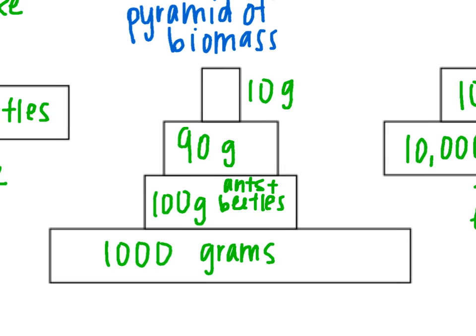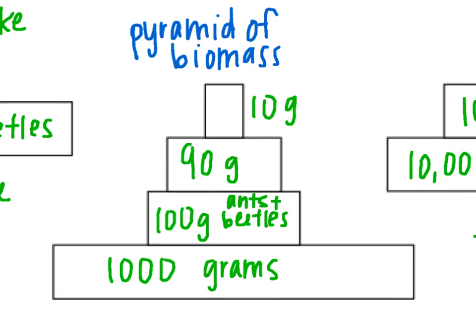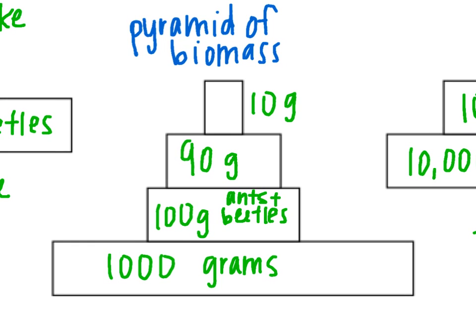Now we're going to look at a pyramid of biomass for that same ecosystem. So we're going to take that one tree that we had at the bottom. This is still the tree. And we're going to weigh how much it weighs. We'll say it weighs 1,000 grams. Probably it'll weigh more than that, but we'll say 1,000 grams. And we're going to take the mass of the ants and the beetles all together. We'll say they weigh 100 grams. Our mass of the birds is going to be 90 grams.